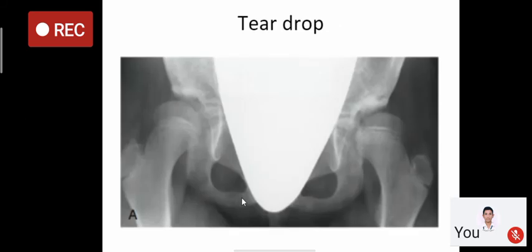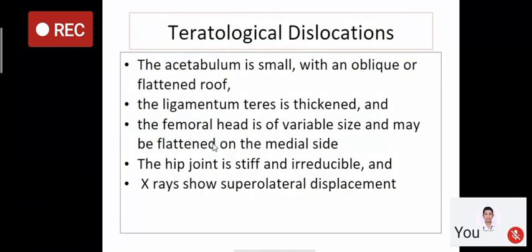And this is the teardrop. Teratological dislocation: the acetabulum is small and oblique with a flattened roof. The ligamentum teres is thickened. The femoral head is of variable size, and the hip joint is stiff and irreducible.